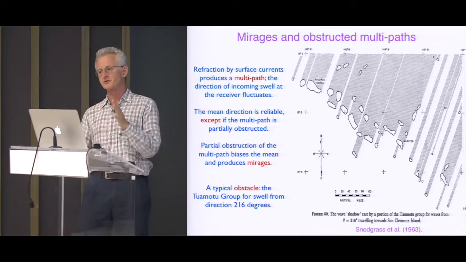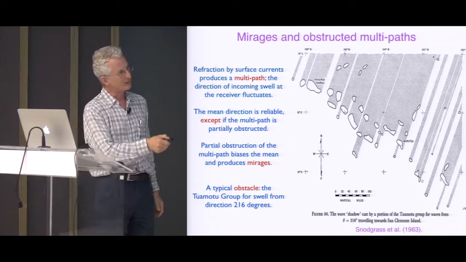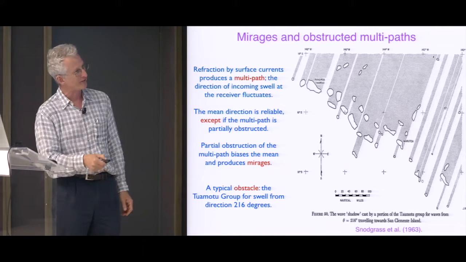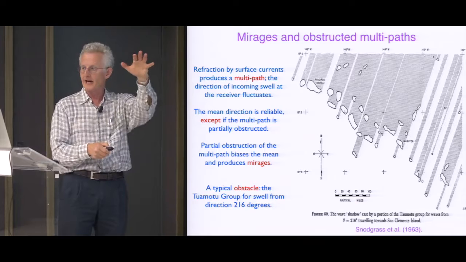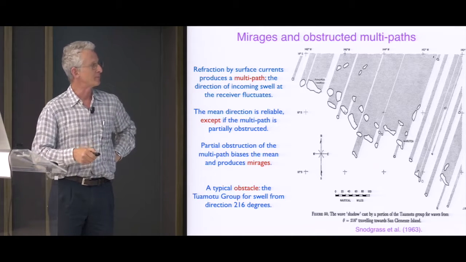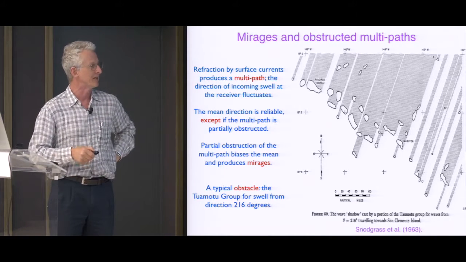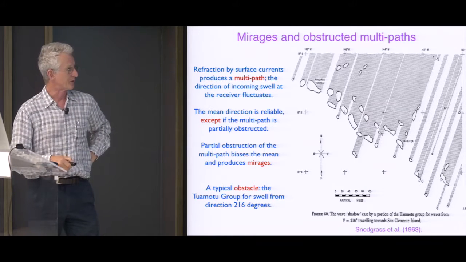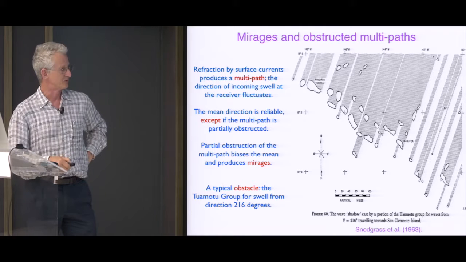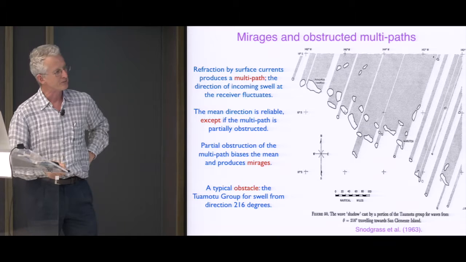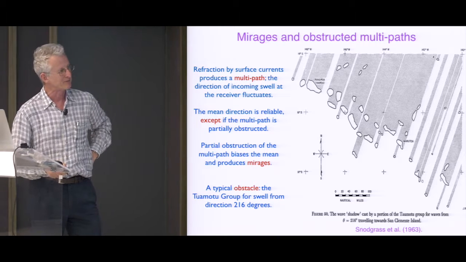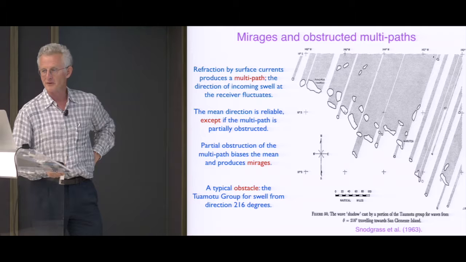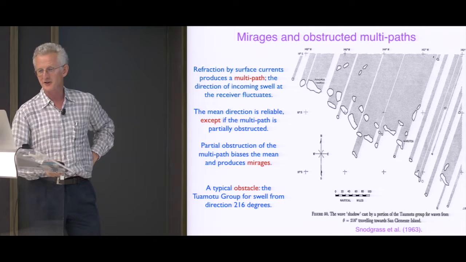Because the multipath is so wide, the island group can obstruct, say, half of the multipath, but you still get the arrival from the other half of the path. So that produces a bias at the receiver and essentially a mirage. Okay? So this is a typical obstacle, which is the Tuamoto group at the direction of 216 degrees. By the way, you can see that this paper was written in a completely different scientific environment than the one we now live in. This is figure 50 from the paper, and it's not even half finished.